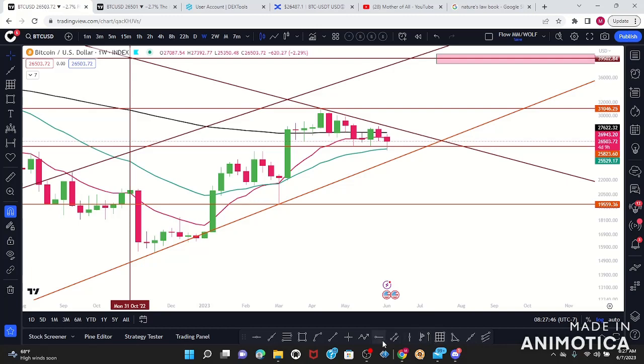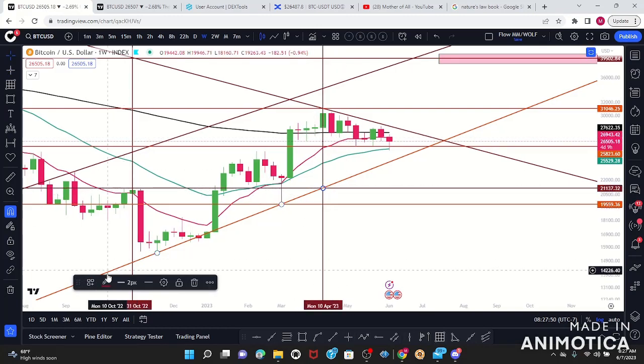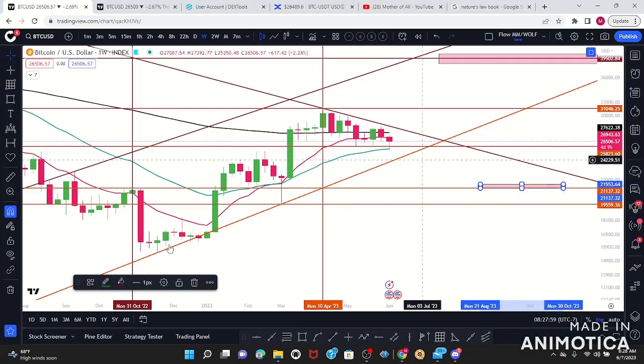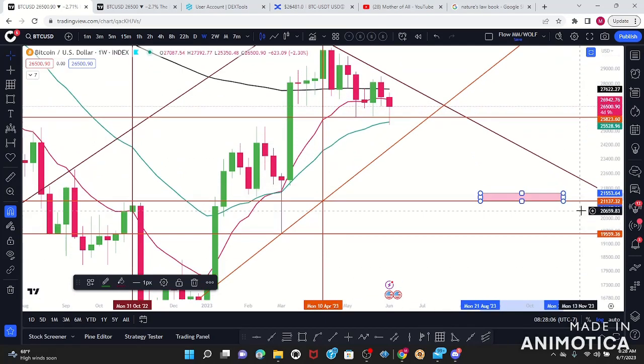I would set my target right here. And that would be my weekly target. And of course, this only happens when trend lines break. So I need this weekly target trend line to break for it to roll over to 21.